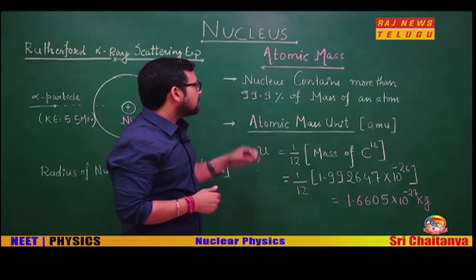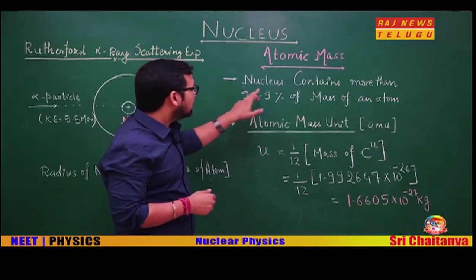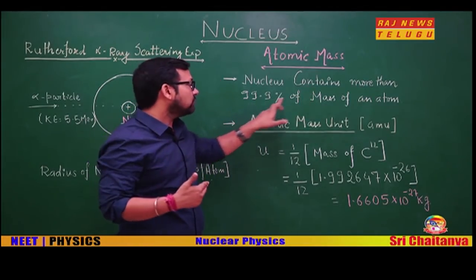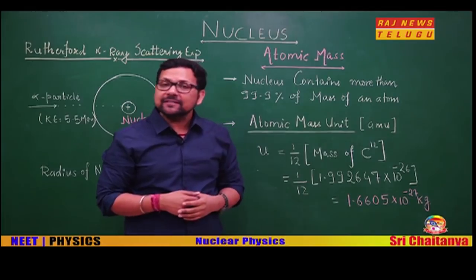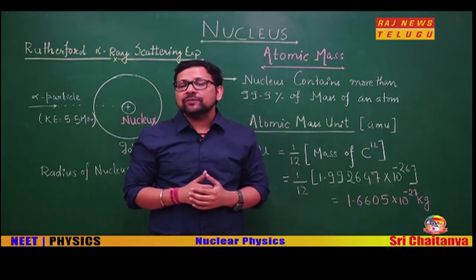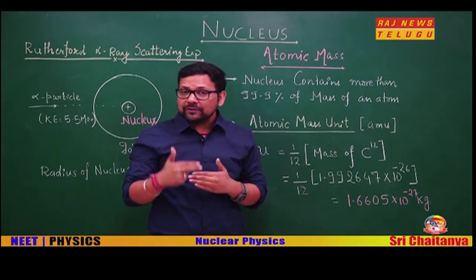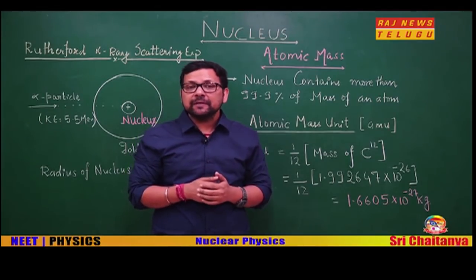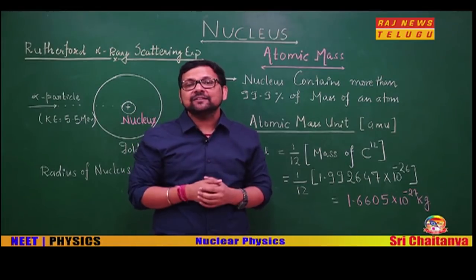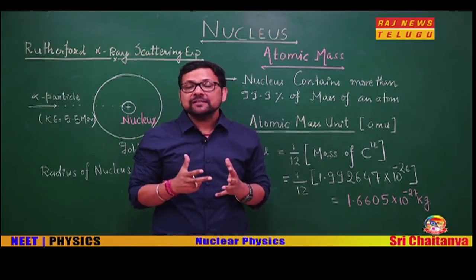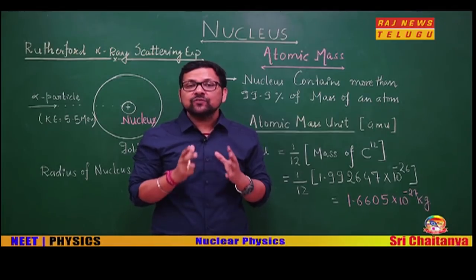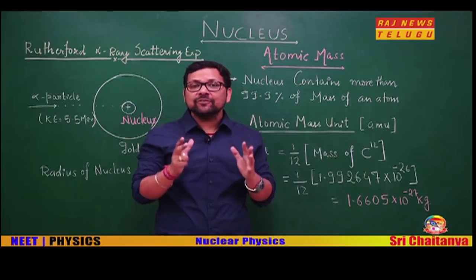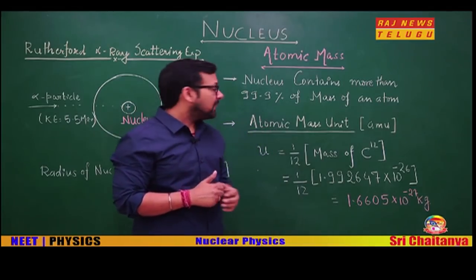See, atomic mass, the first point you can see: the nucleus contains more than 99.9% of the mass of an atom. So we can say that almost the entire mass of an atom is concentrated inside the nucleus. The nucleus inside the atom is very heavy; we can say that the nucleus has all the mass of that atom.